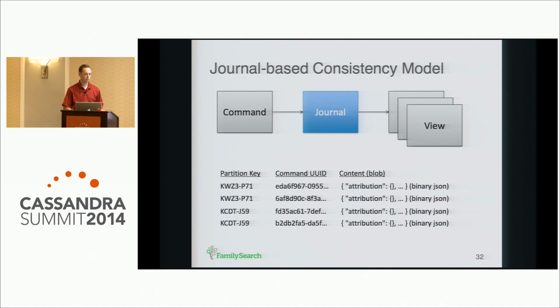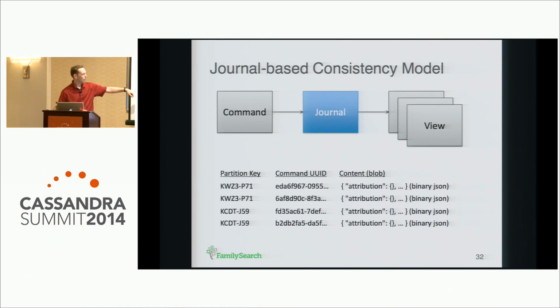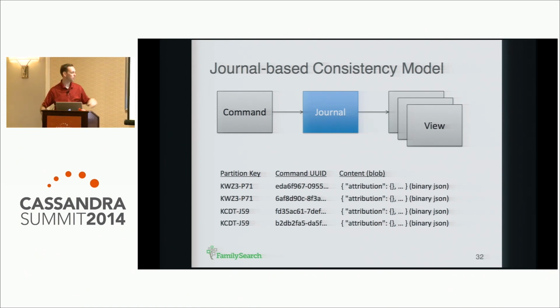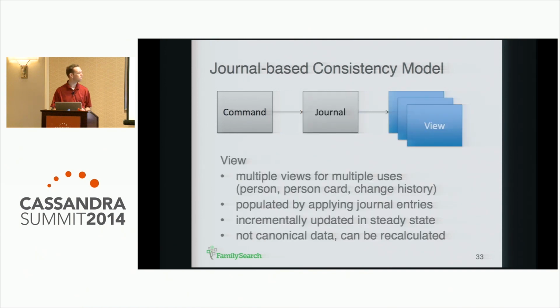So an example is, here is a person KWZ3P71, and the command UUID is the last, or the journal entry ID basically, and the content is just a big binary blob. Not big. Journal entries are usually pretty small, be somewhere around 500 bytes to a K or something like that.